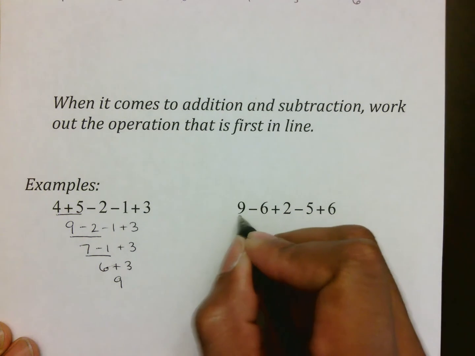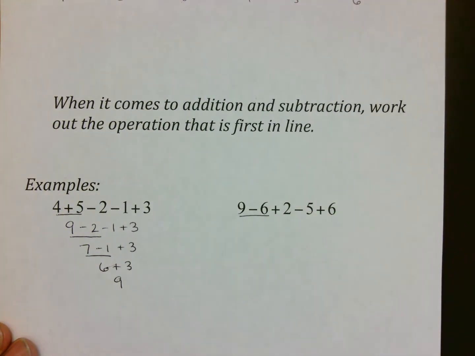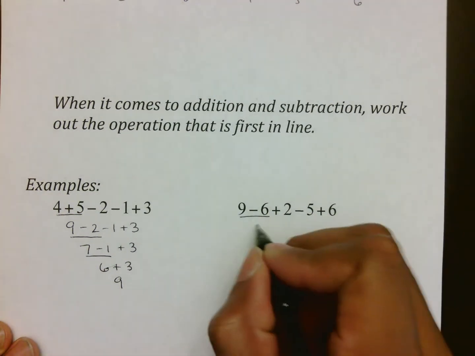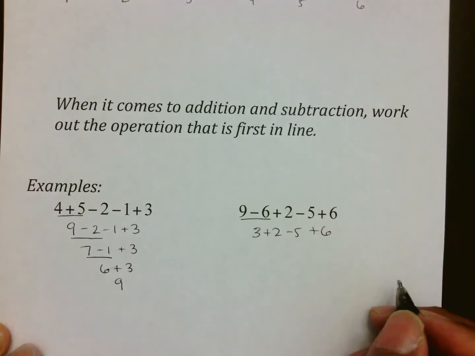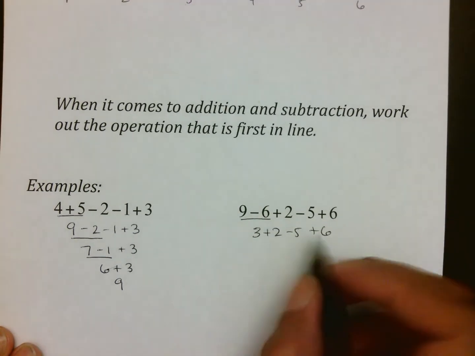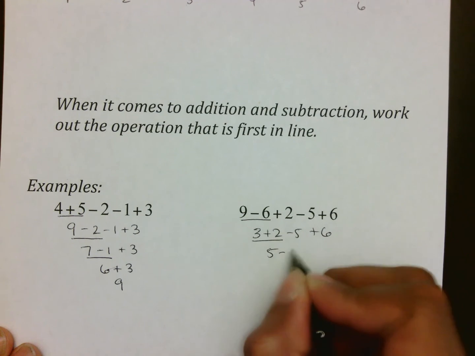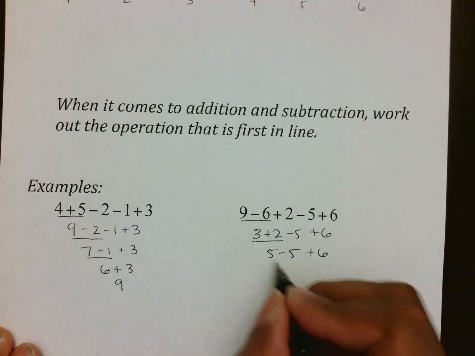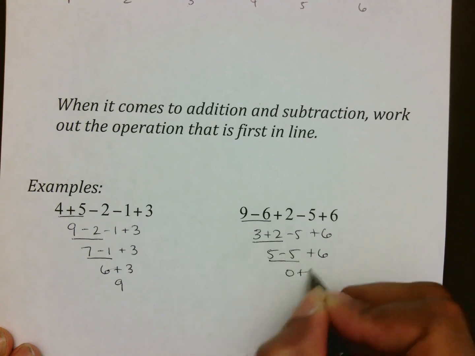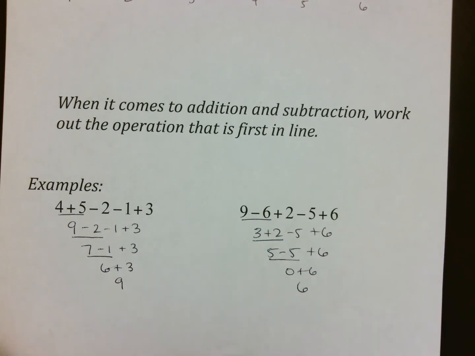Here you have 9 minus 6 first in line, with plus 2 minus 5 plus 6. That turns into 3 plus 2 minus 5 plus 6. First one in line here is your 3 plus 2, so 5 minus 5 plus 6. First one in line here is 5 minus 5, which is 0 plus 6, which gives you 6.